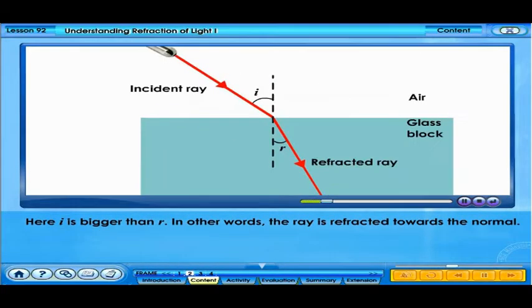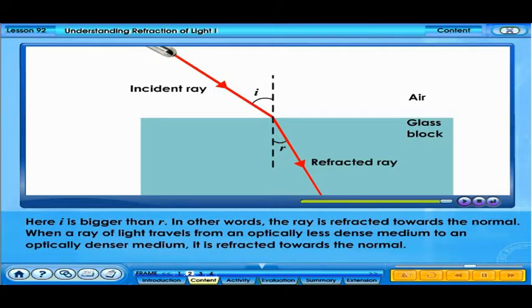Here, i is bigger than r. In other words, the ray is refracted towards the normal. When a ray of light travels from an optically less dense medium to an optically denser medium, it is refracted towards the normal.